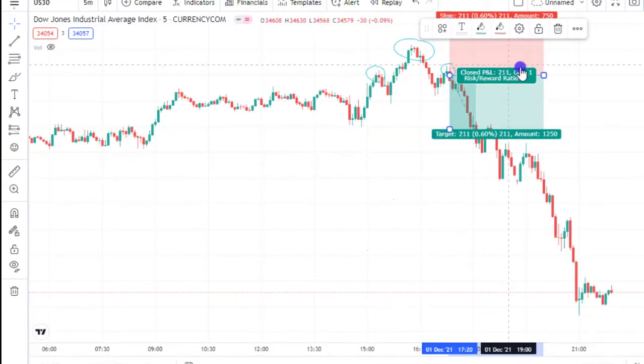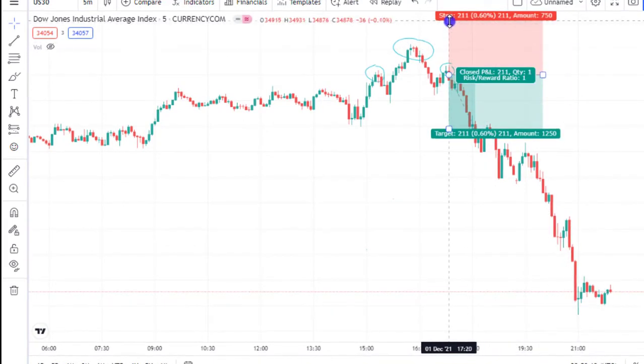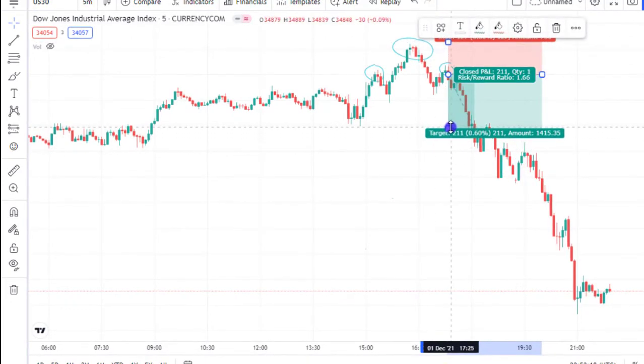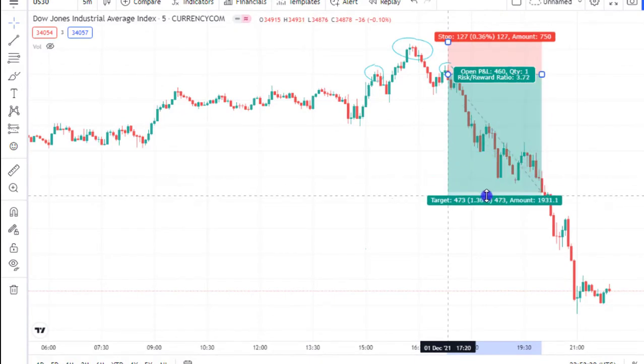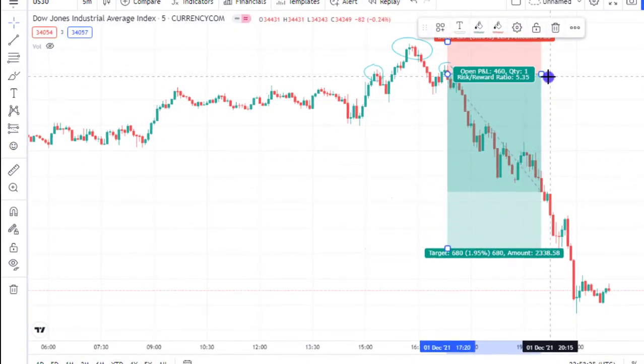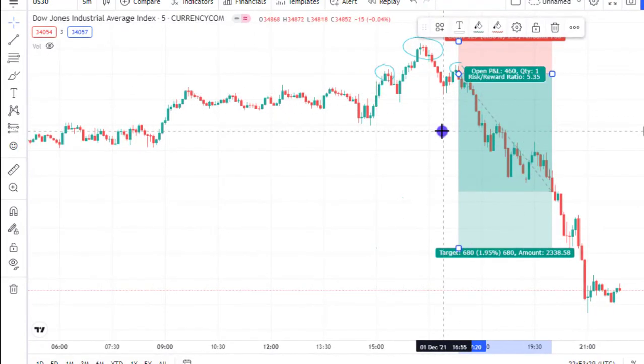So if we're going short, you put your stop loss, let's say, above the head, a little bit above the head, then we take our profit. It can be 1 to 2, 1 to 3, 1 to 5, depending on your appetite. So you see, yeah. So that is that.